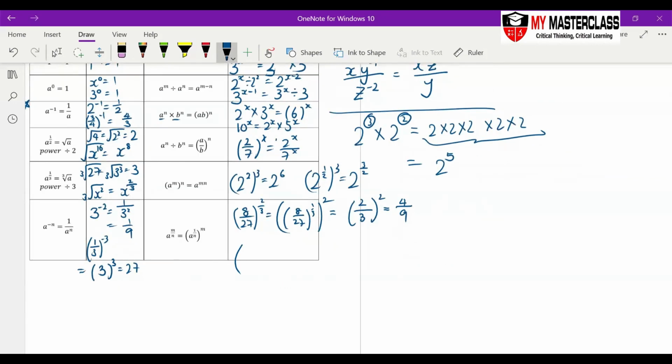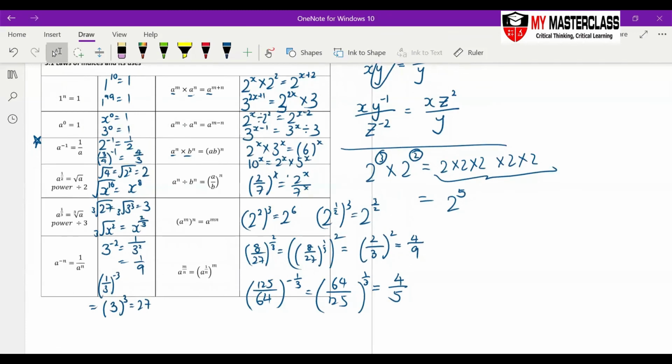Another would be something like 64 over 125 to the power of negative 1 over 3. So in this case, with the negative, always make the negative go in first. When the negative goes in, the denominator becomes the numerator, so 125 over 64. And then the power 1/3 here, then you will have 4 over 5.